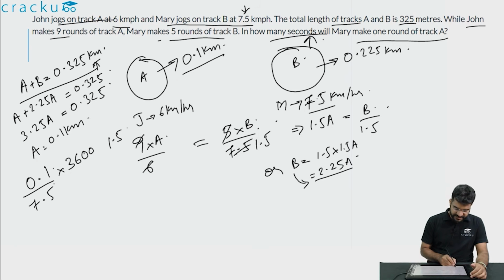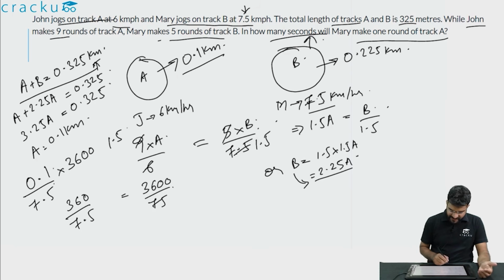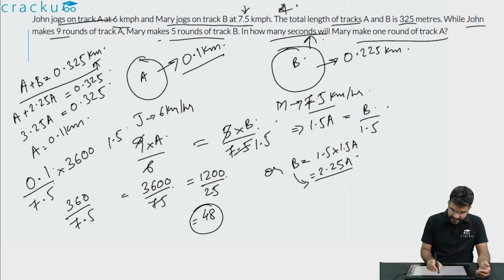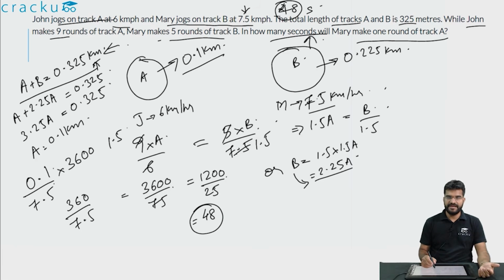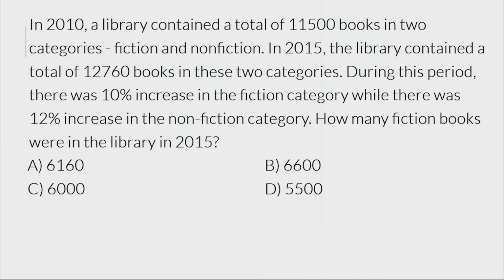So 0.1 into 3600 is 360 by 7.5. This is equal to 3600 by 75. You can use your calculator or you can just simplify this. You can divide both numerator and denominator by 3. So this is 1200 by 25. 1200 by 25 is equal to 48. So the answer in this case is 48 seconds. To do this, we have just found the two equations between A and B, then found the values of A and B, and then found how much time Mary is going to take. The answer is 48 seconds.